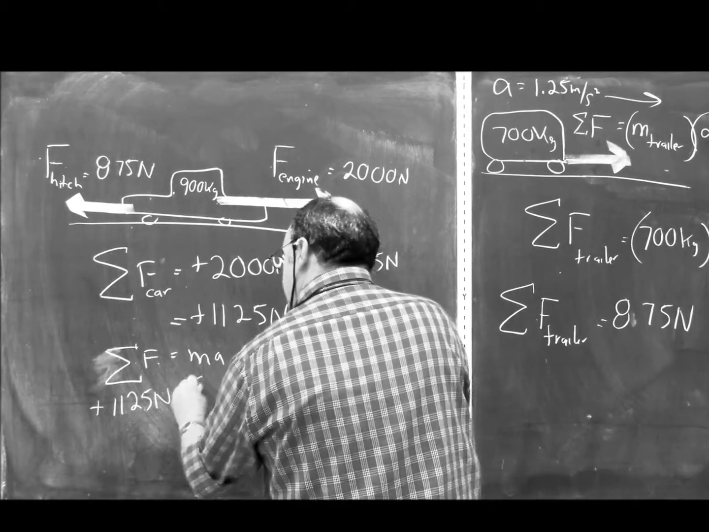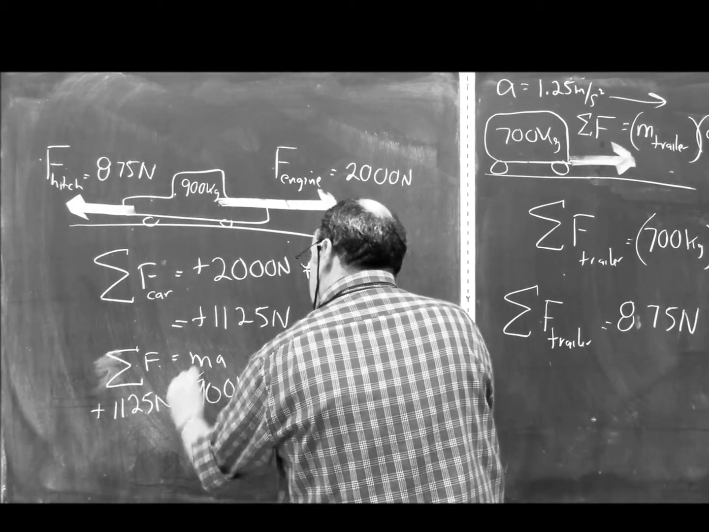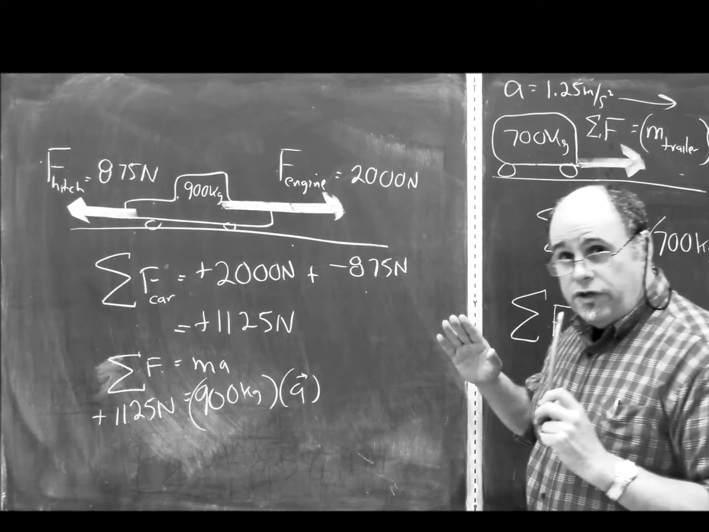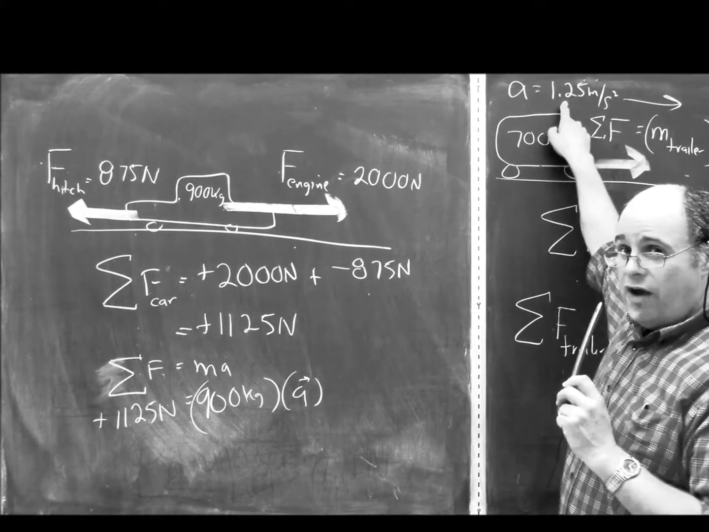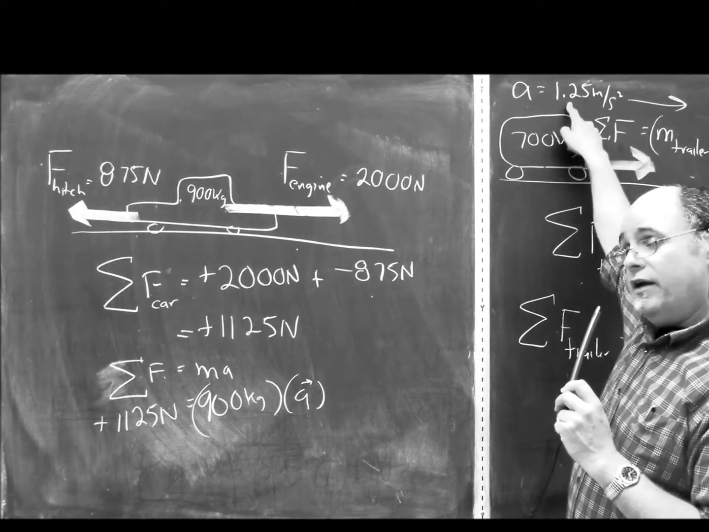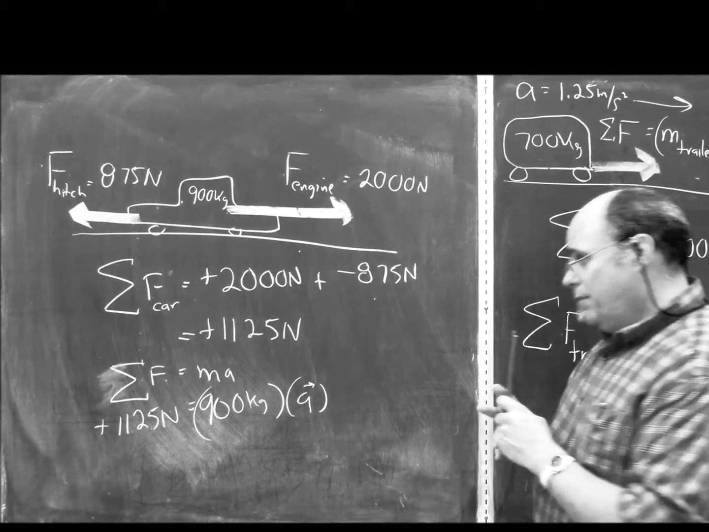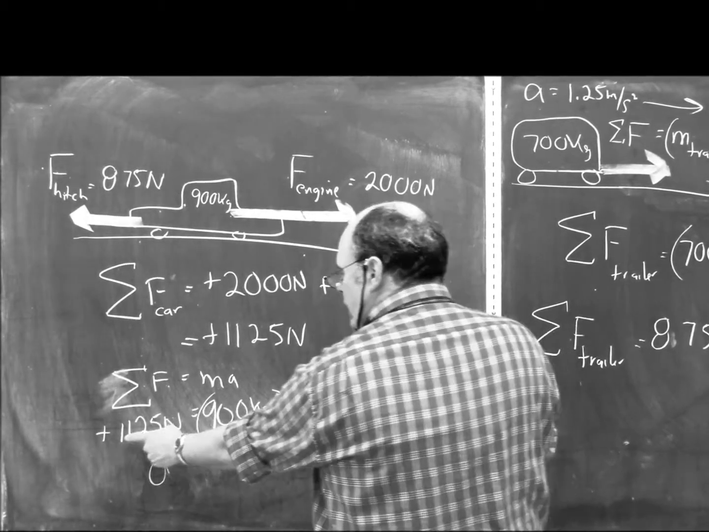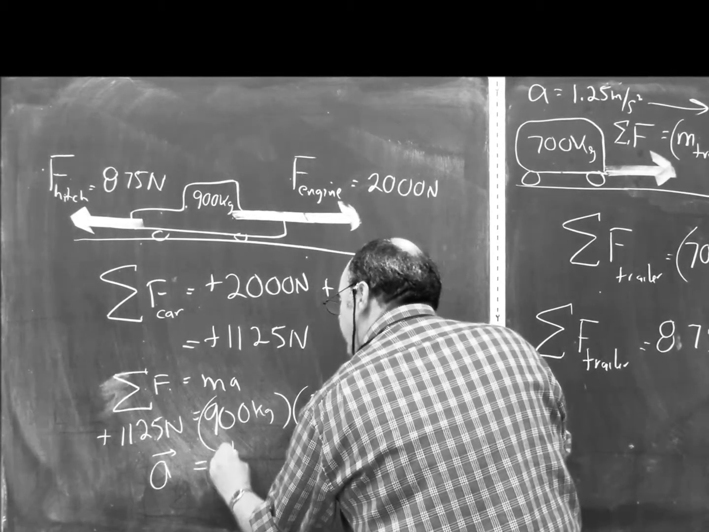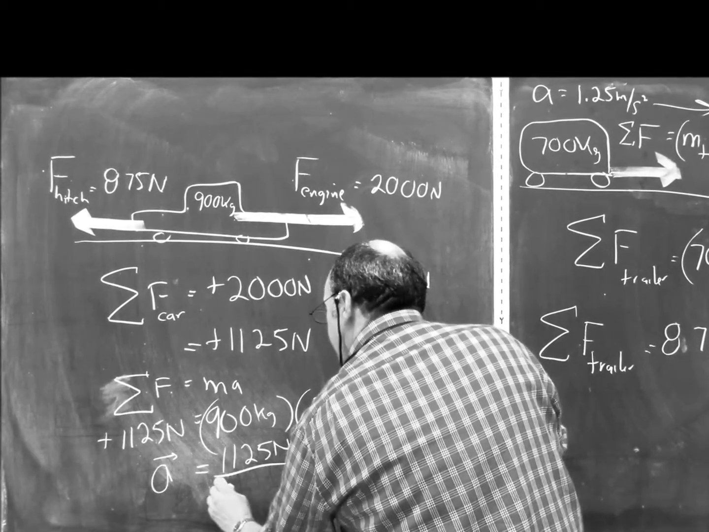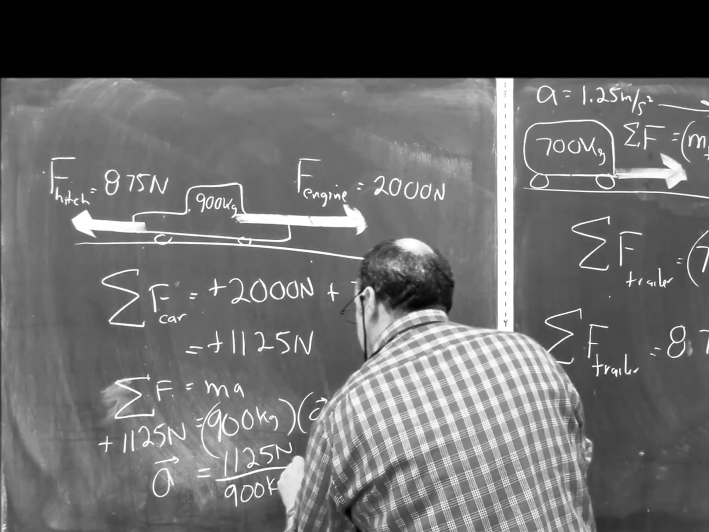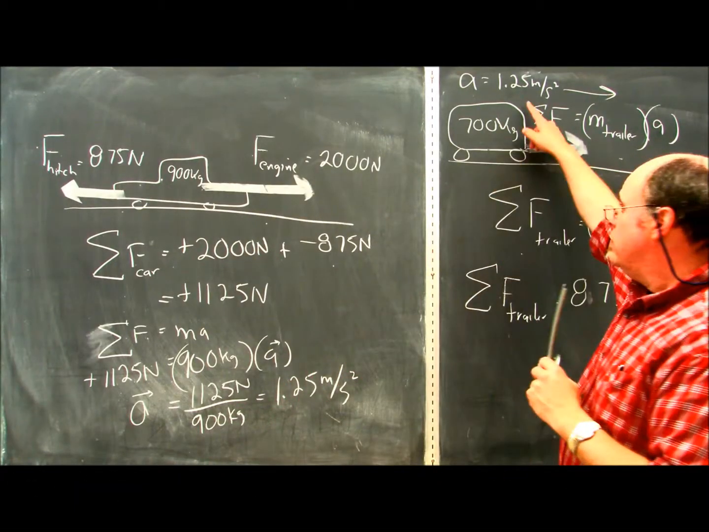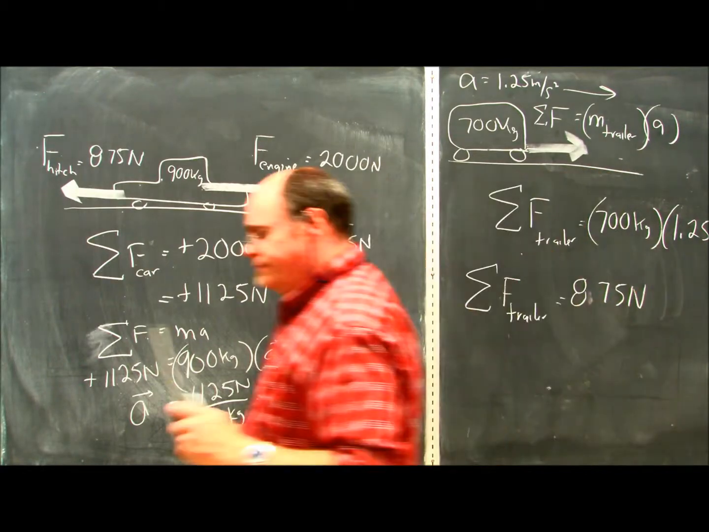The mass of the car is 900 kilograms. And we want to know what is the acceleration of the car. Now, we already know this. I'm just using this as a check because we already know the car and the trailer should be accelerating to the right at 1.25 meters per second squared. So if I calculate this, 1125 divided by 900 does give me 1.25 meters per second squared. And that is exactly what we said. So we use this side as a check, and it works.